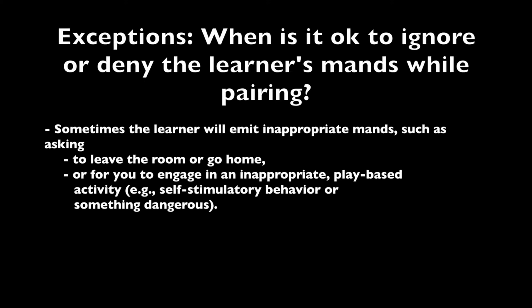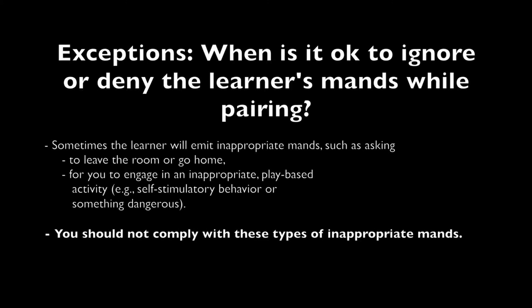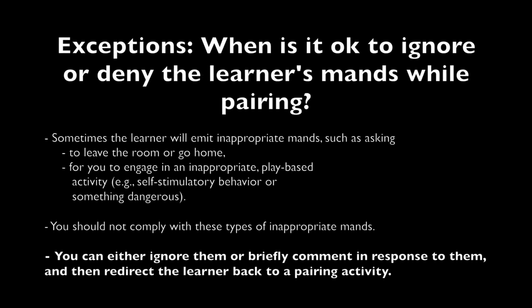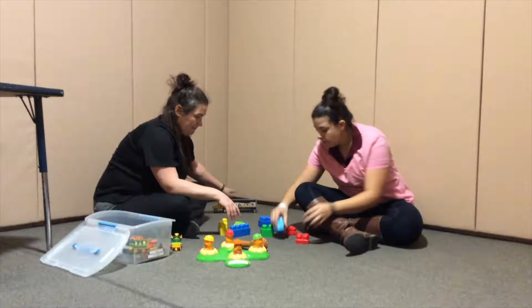Sometimes the learner will emit inappropriate mands, such as asking to leave the room or go home, or for you to engage in an inappropriate play-based activity like self-stimulatory behavior or something dangerous. You should not comply with these types of inappropriate mands. You can either ignore them or briefly comment in response to them and then redirect the learner back to a pairing activity. The following clips show examples of complying with mands.